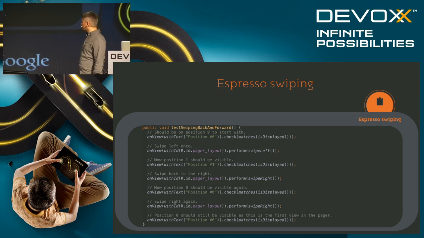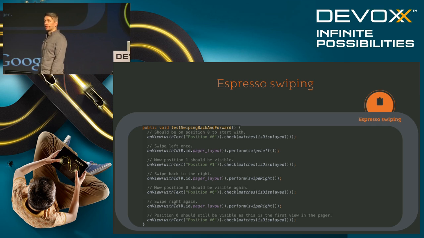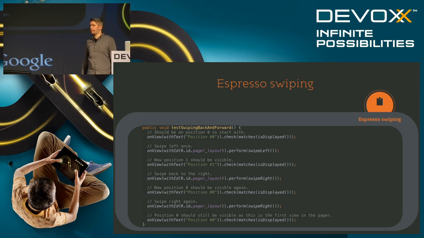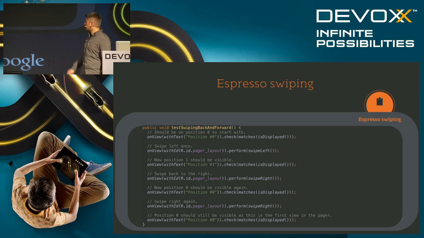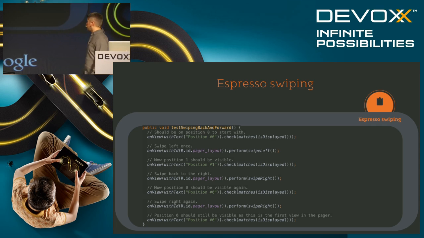Then, okay, do a swipe. So on view with an ID, the pager, I can perform a swipe left. Again, these are all commands that are available to you when you use Espresso. So let's do a check then. When you've done a swipe, we should have moved up 1 position, so let's check that. Swipe back, no problem. Again, we can do a swipe right at that moment. Do a check that we're again on position 0. And then, of course, position 0 should bounce and should not be able to go further anymore. So, okay, do it. Do an additional swipe right, and we should be at position 0.